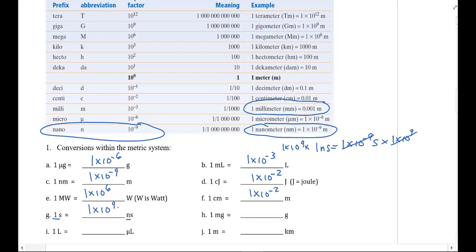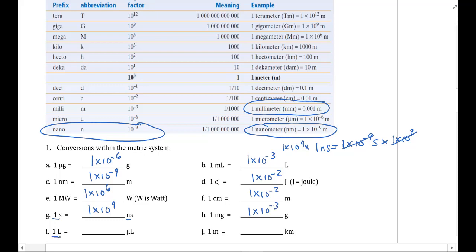It's kind of another way to think of these conversions. It's a way that a lot of chemists like to approach them, because in this case, 1 second is equal to a lot of little nanoseconds. A milligram is equal to 1 times 10 to the minus 3 grams. We can get that from the table.